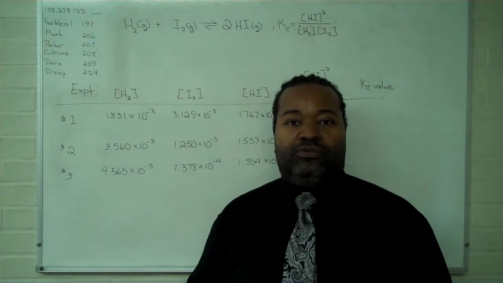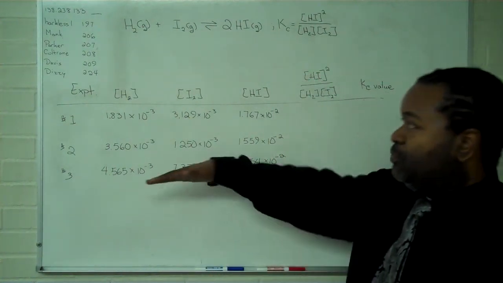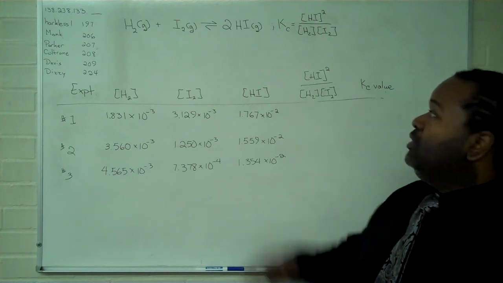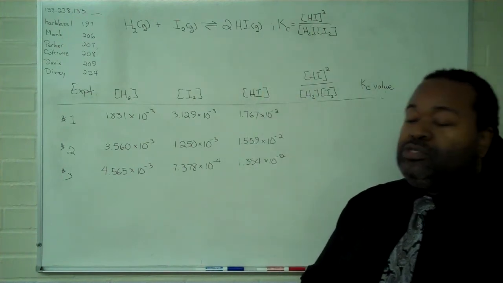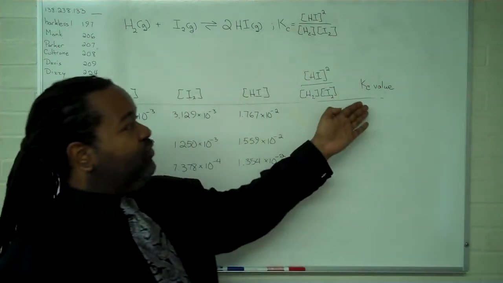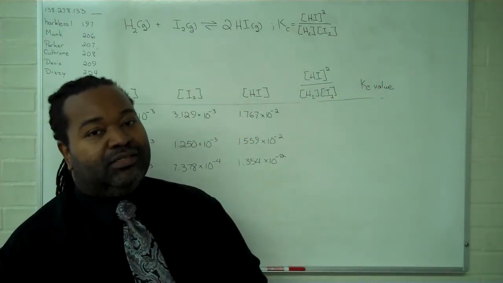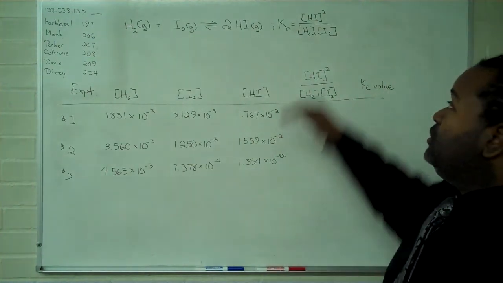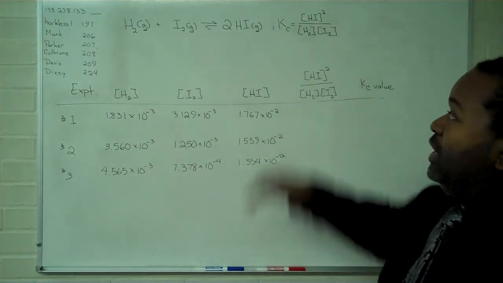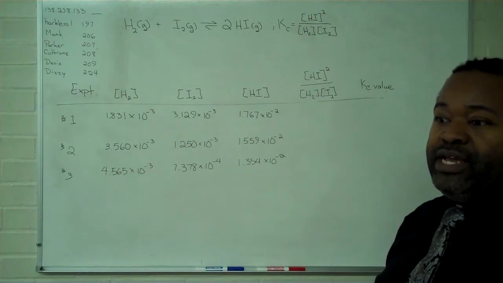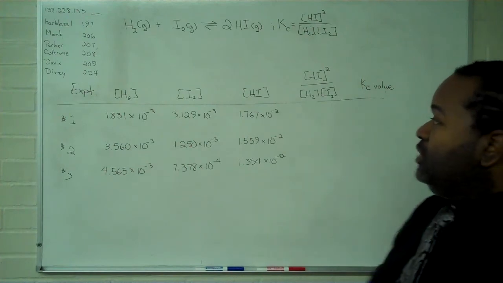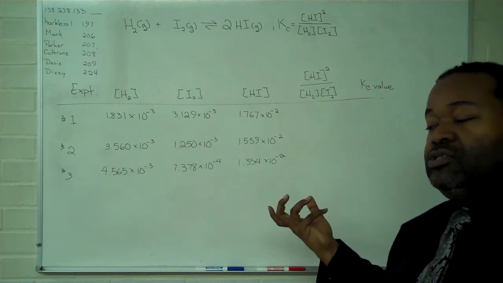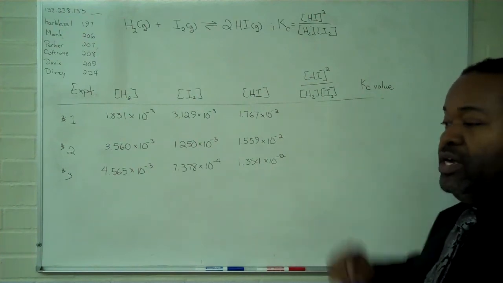This instructional video will show you how to use experimental data from concentrations at equilibrium, given a reaction, to determine values for the equilibrium constant. In order to do this, we'll need to know the form of the equilibrium constant expression, which we have here, and we've already balanced the reaction. So given these pieces of data, we can determine what the equilibrium constant value is for each of these trials.